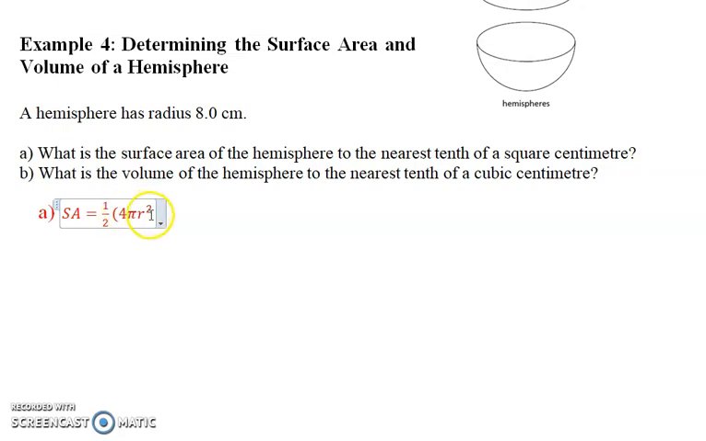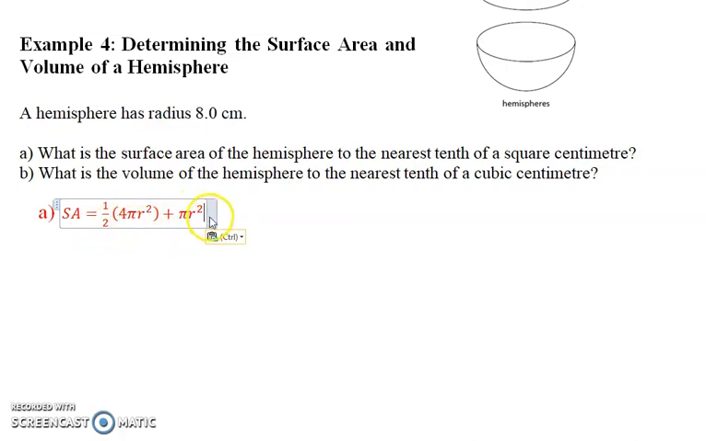Okay, so that is going to be the outside part. But then we have to take into consideration this part of the sphere, which is also a circle. And we know that the area of a circle is pi r squared. So again, the radius doesn't change. So that'll be the flat part, the base if you wish.